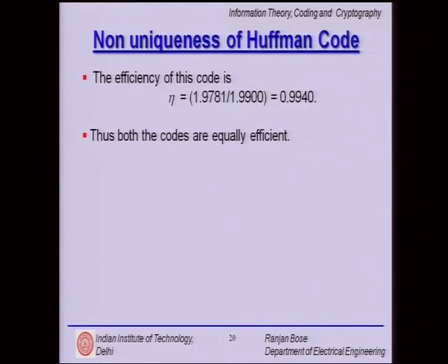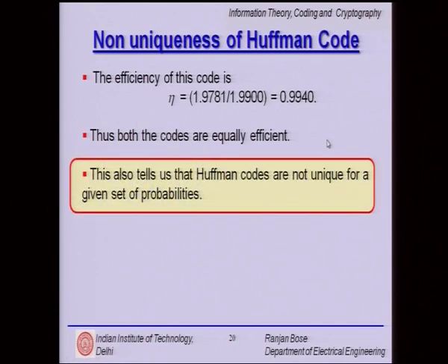Okay. So, if you look at the efficiency of the code, you can divide the H of X by R bar to get 0.9940. So, both the codes are equally efficient, but it tells us that Huffman codes are not unique for a given set of probabilities. You can have more than one realization, but efficiency is the same. So, that is the take home message, that we can have multiple realizations of the Huffman code for the same input probabilities.